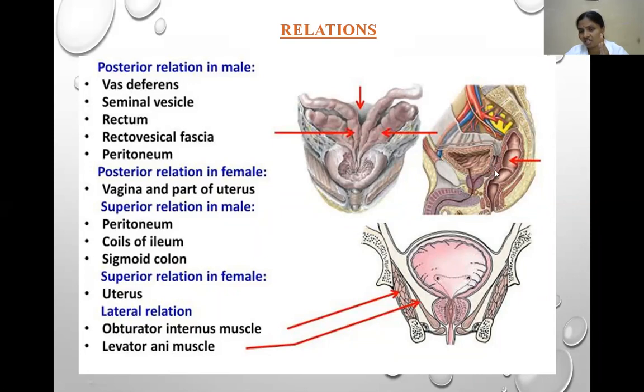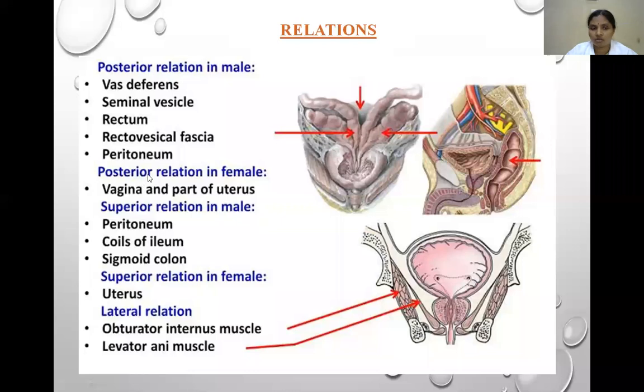pelvic fascia covering the viscera. See, in the pelvis all the viscera are covered by pelvic fascia. So which part of the pelvic fascia? The visceral layer. So that visceral layer is covering the viscera, then extends onto the pelvic walls as a parietal layer. Whatever visceral layer of the pelvic fascia surrounds the posterior surface of the urinary bladder blends with the visceral layer over the rectum, where it forms the fascia of Denonvilliers. Okay, so this is the fascia of Denonvilliers.